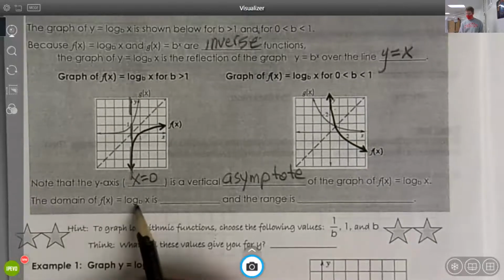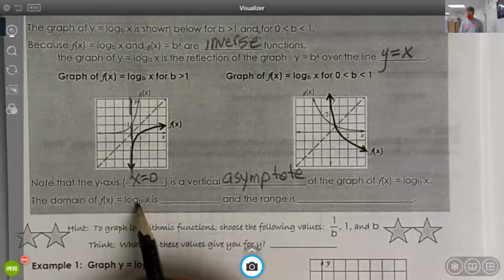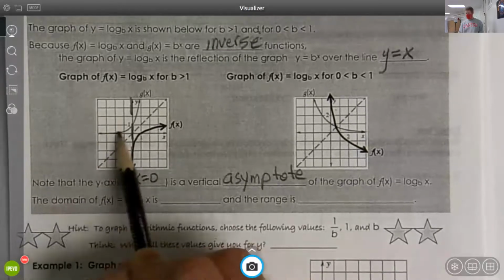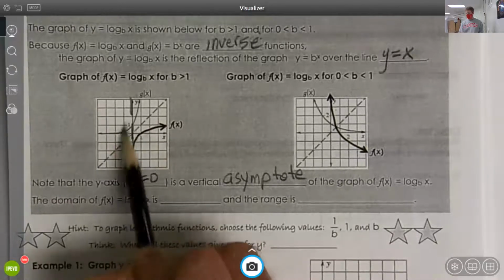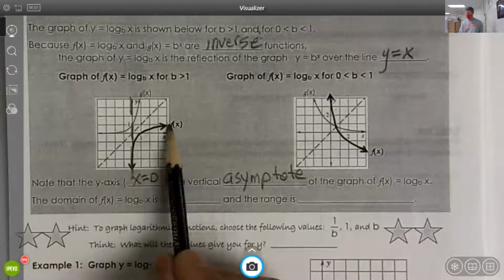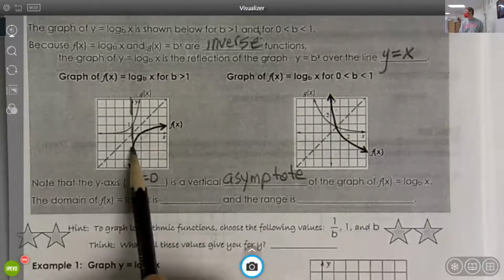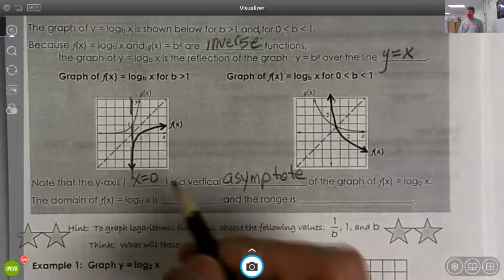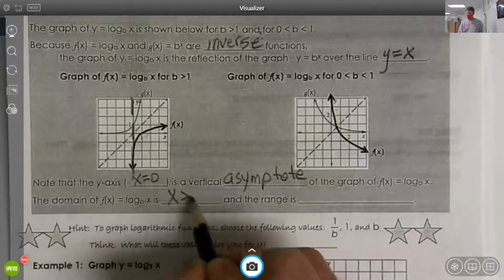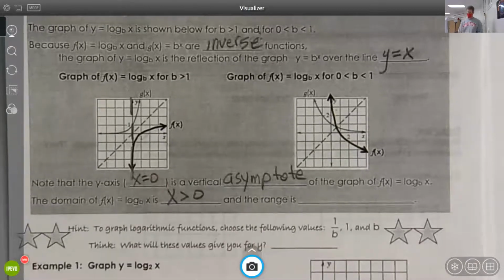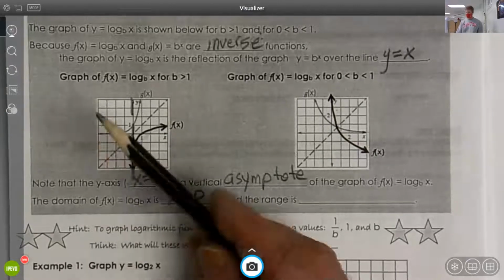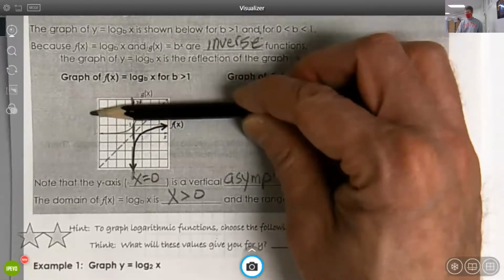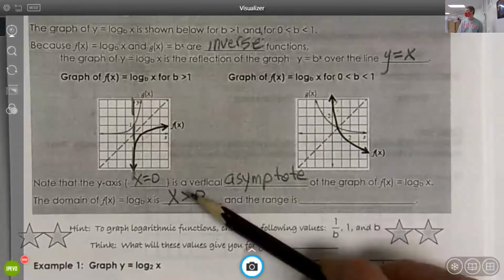The domain for a logarithm, here, for the exponential, the domain was all real numbers. But if you look at our logarithmic graph, it doesn't go to the left of the y-axis. So it's going to be x is greater than 0. That used to be the range. The range used to be y is greater than 0 for its inverse. But now when you do the inverse, the x is greater than 0.